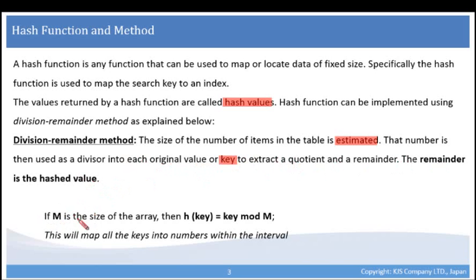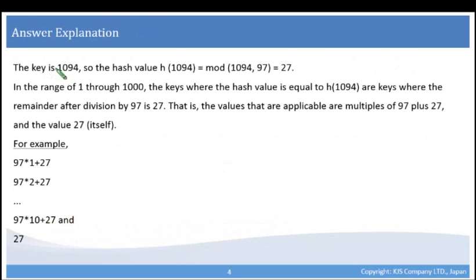So what we can see is how this method works down here. So if we have an array of size m, then the hash function of the key is going to just be equal to key mod m. So this will map all the keys into numbers within the interval. So the key we were given in the question is 1094, and the hash value is therefore calculated. This is given by mod of 1094, 97, as we did on the previous slide, and the way we then get the value 27 from this is we do 1094 divided by 97 and calculate the remainder, and this happens to be equal to 27, which is how we get this answer.